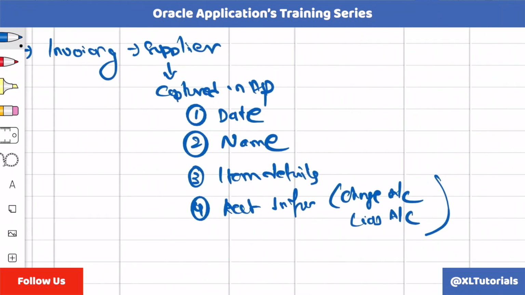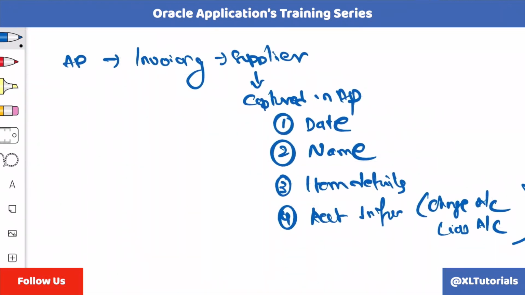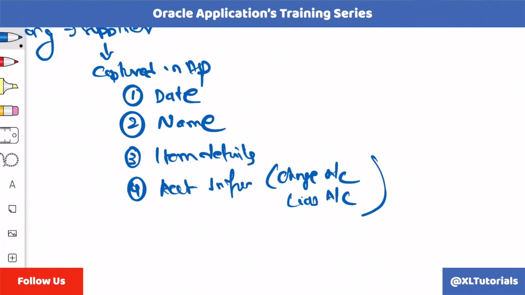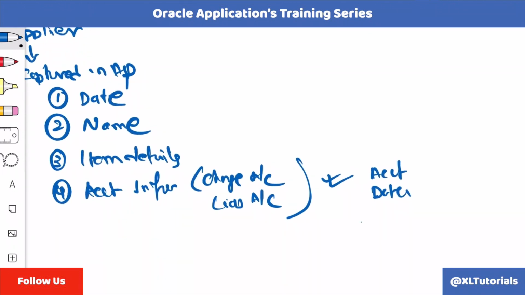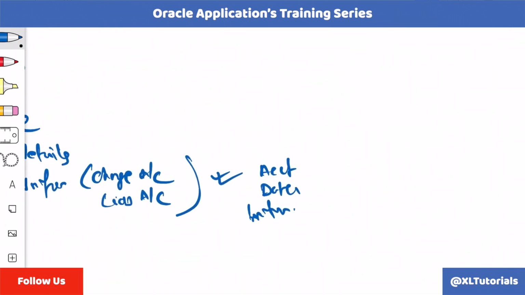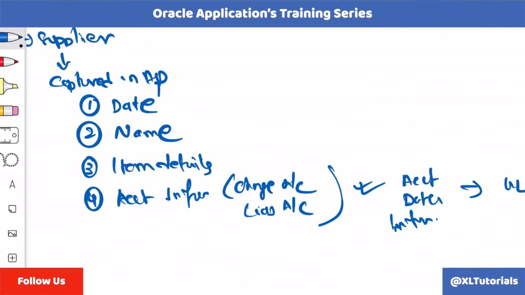Okay, so for example, in AP you captured an invoice with these data points, right? I'm taking it very simple. Now out of these 4 data points here, maybe this is accounting data. This would generate accounting information, which will be interfaced, which will be sent to GL, right? But when you're capturing it in AP, you are not capturing it in a debit credit form, right?